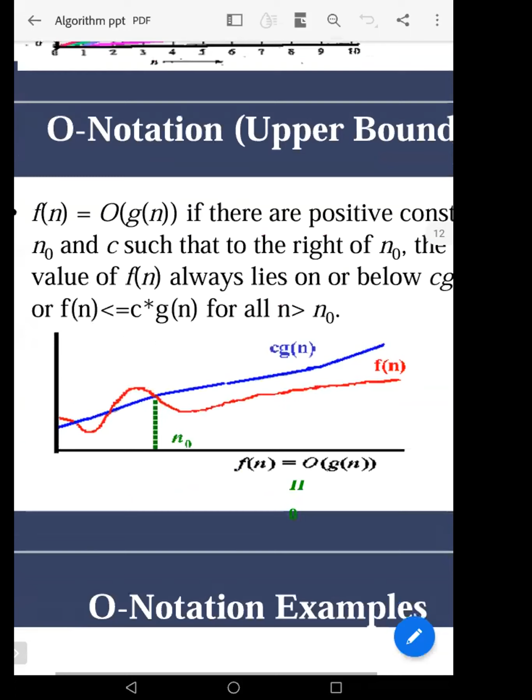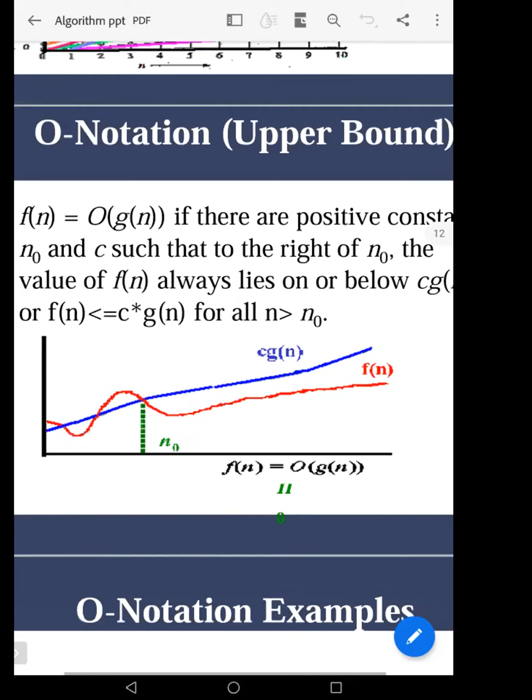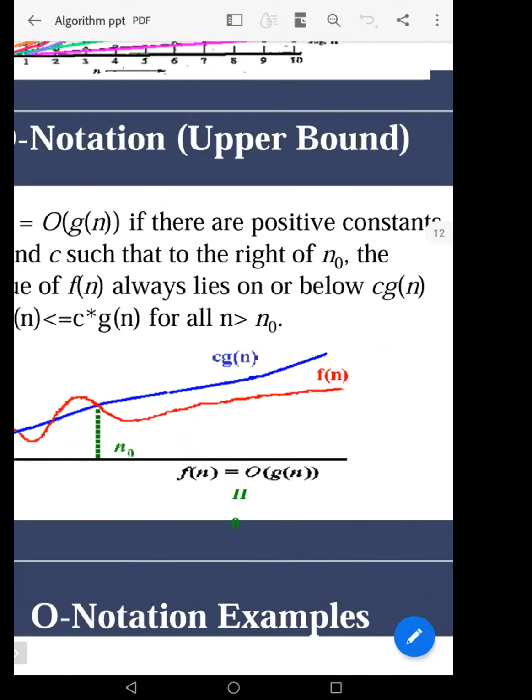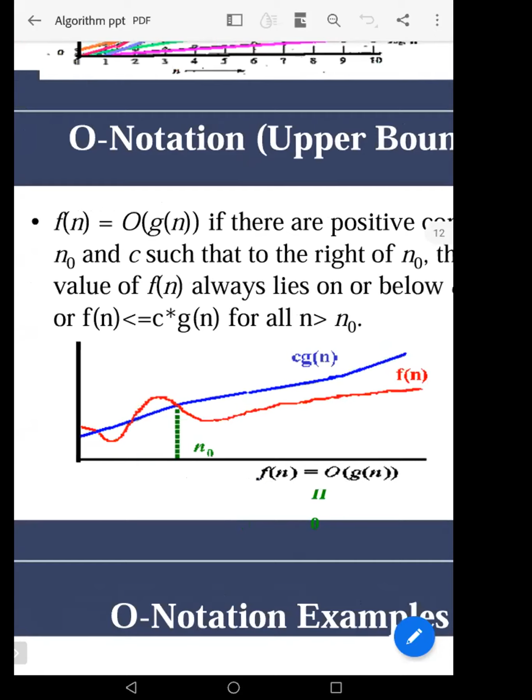Okay, now come to the asymptotic notation. I am talking about asymptotic notation. What are asymptotic notations? That is very important for analyzing the algorithm. Without this, we cannot analyze the algorithm. So the most commonly used notation is the big O notation, and big O notation is mainly used for the upper bound of a function.